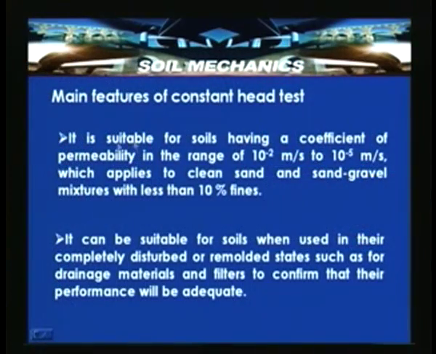The main features of the constant head test: it is suitable for soils having coefficient of permeability in the range of 10 to the power of -2 to 10 to the power of -5 meter per second. As we introduced previously, this applies to clean sand and sand gravel mixtures with less than 10% fines. So, the fines cannot be more than 10%. If it is more than that, then the variable head test or falling head test has to be considered.